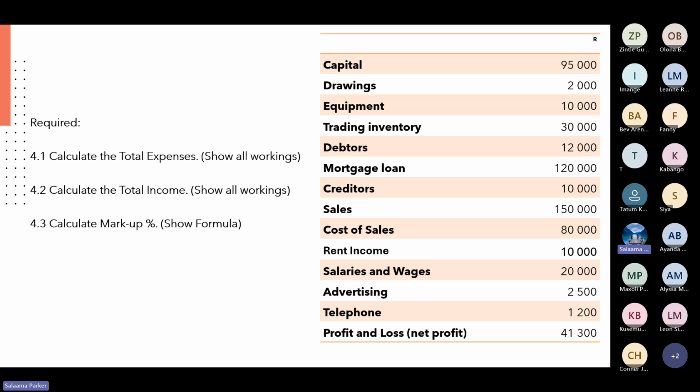Equipment, trading inventory, debtors, those are assets. Mortgage, loan, creditors, these are liabilities. Sales is an income, so there we have an I. Cost of sales is an expense. Rent income, I. And then these are your expenses. Are you with me, guys? Can you see that?